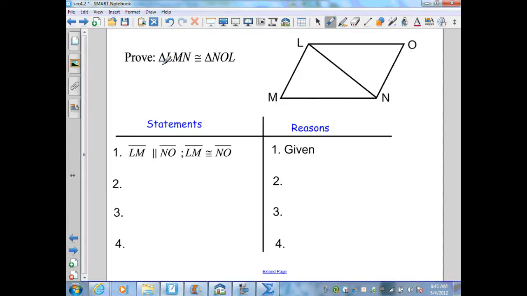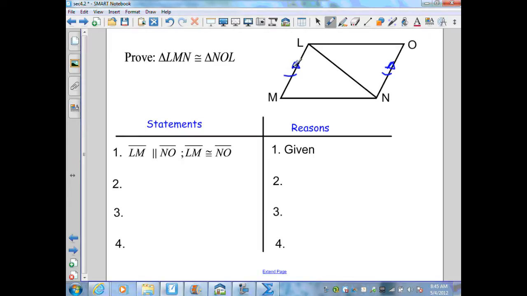Again, we want to prove triangles congruent. Here I have triangle LMN congruent to triangle NLO. Again, let's see if we can use some of our shortcuts. Here I'm given that segment LM is parallel to NO. And I'll illustrate that in my diagram. And I'm also given that segment LM is congruent to NO.